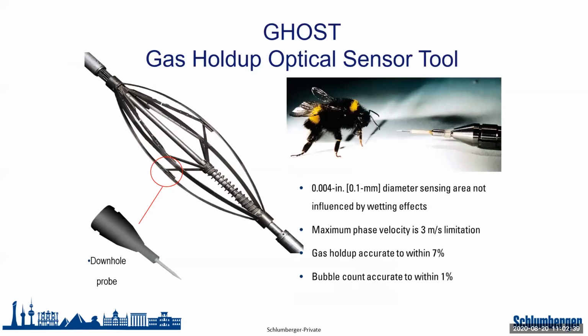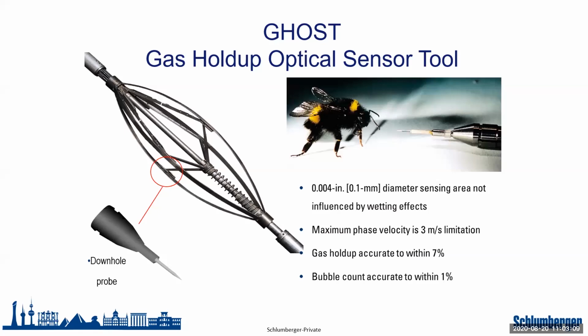Now, the next tool that you have for holdup measurement is what we call the gas holdup optical sensor tool. This tool is based on an optical principle. What you can see over here on the screen is the probe. It is also going to be mounted in a centralizer. We are going to have 4 of these probes to have a radial coverage of the casing. And the tip is really very small.